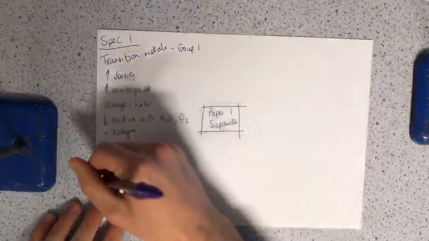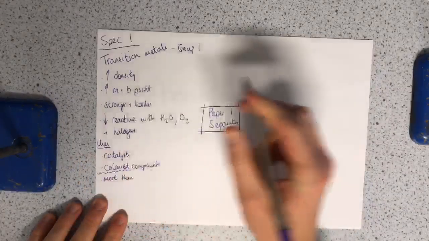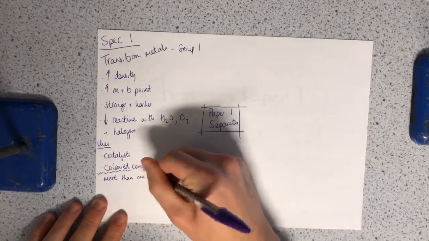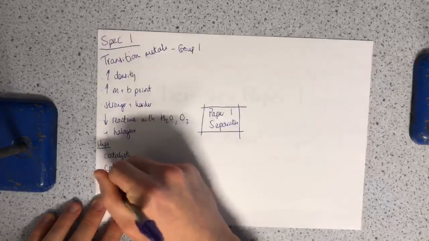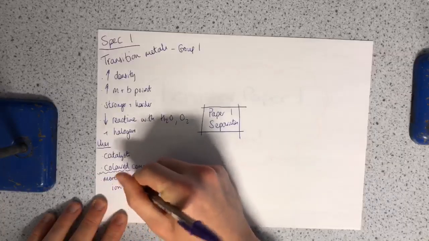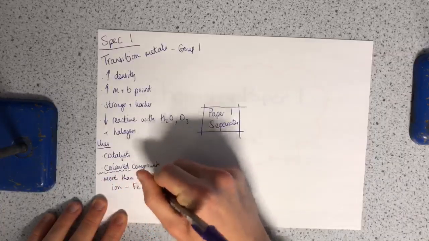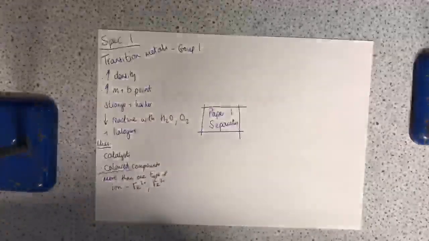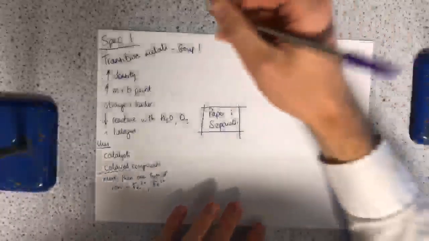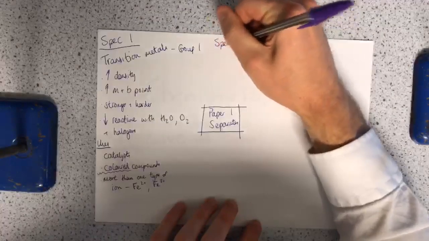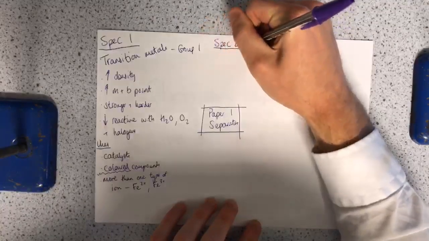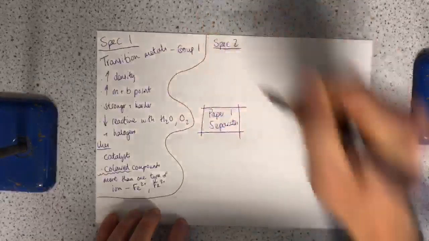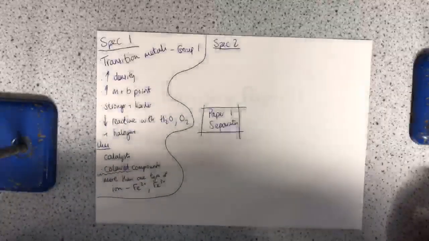It's not necessarily a use. Just put a little line between it. They also form more than one type of ion. So an example would be Fe2+ and also Fe3+. So that's spec 1. For spec 2, again, this is a really small topic, but this did not come up last year. So put a little line around that so we know that that's something separate. So spec 1, spec 2.